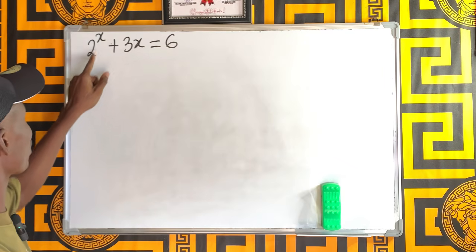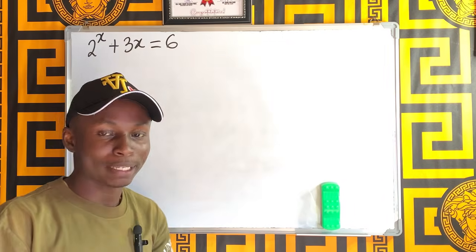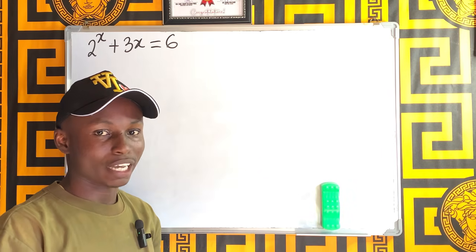Let me show you how to solve these Olympic problems on the board. Now we are going to solve 2 raised to x plus 3x equals 6, and we are expected to find the value of x.